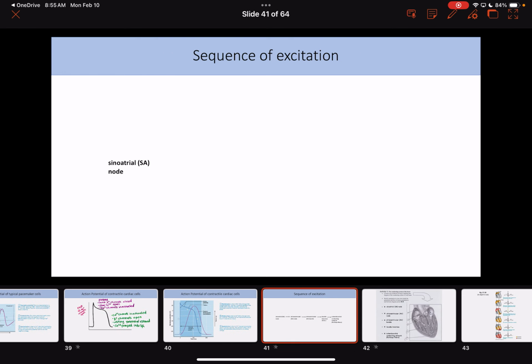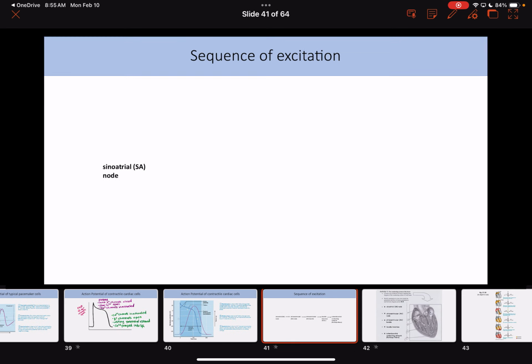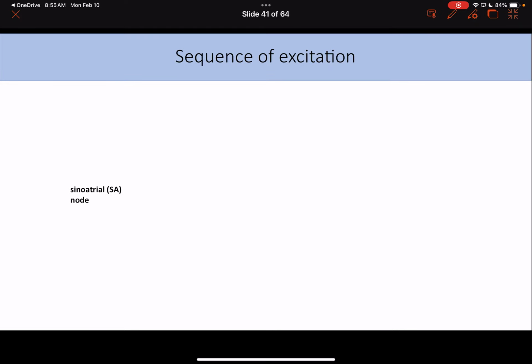So next we're going to talk about something called the sequence of excitation. We said before, the atria contract first and then the ventricles. So there has to be a pathway to go from the top of the heart down to the bottom of the heart and to get the ventricles to contract. What I'm going to describe here is our sets of pacemaker cells throughout the heart that are communicating with each other.